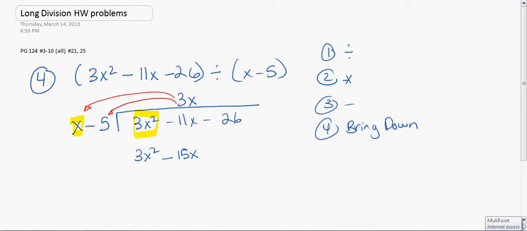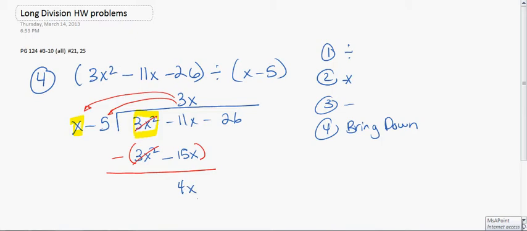Multiplication done. Step 3 is to subtract. So now I'm going to subtract this whole line, the 3x squared minus 15x, from 3x squared minus 11x. 3x squared take away 3x squared, none of those x squareds are left. They cancel out. Be careful with the signs now. Negative 11, subtract negative 15. That becomes negative 11 plus 15x. So negative 11 plus 15 should be a positive 4x.